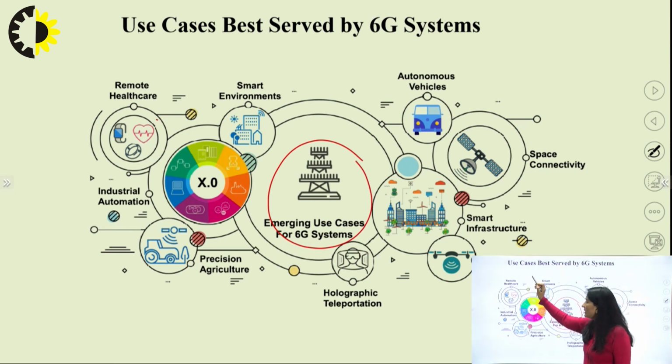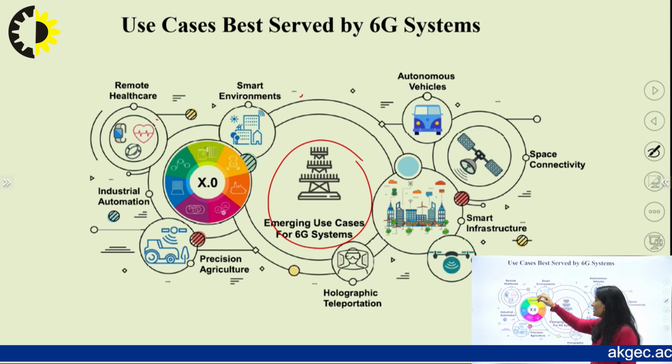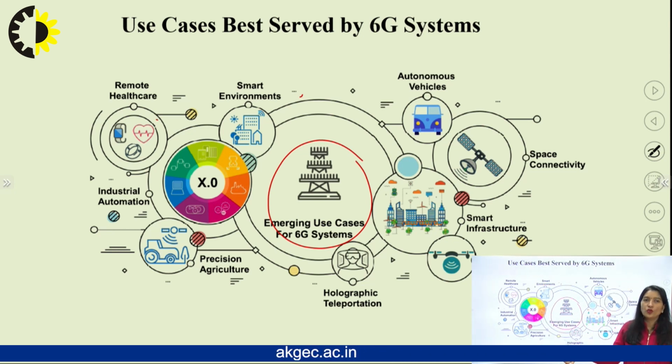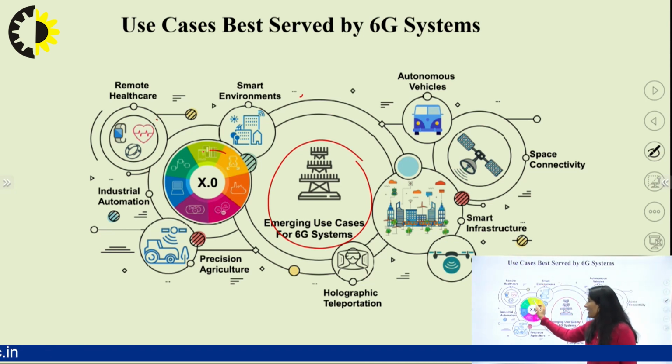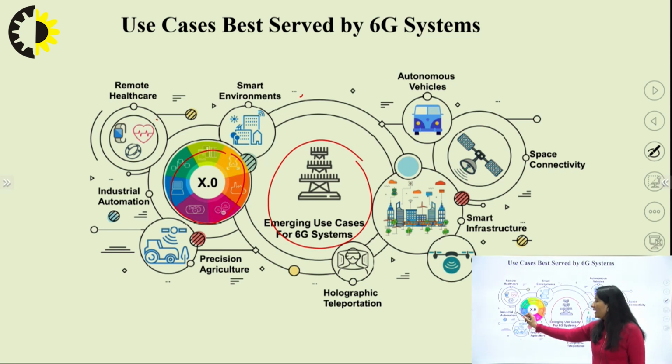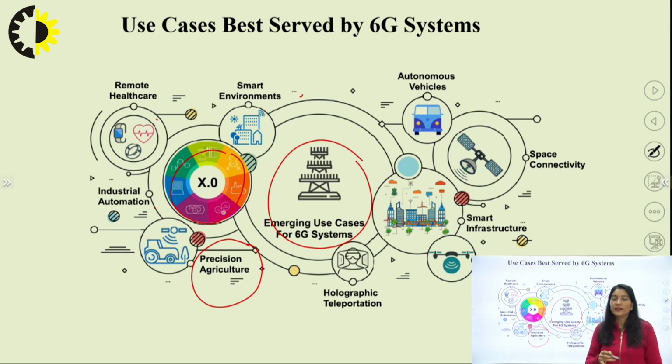We have remote healthcare, we have a smart environment like your home automation, industry 10.0, industrial automation, then precision in agriculture, like we are talking about smart irrigation system with IoT, with AI. So these are the key features of industry 10.0. Then here we can see smart infrastructure in terms of UAVs. So we'll all be connected with the UAVs.